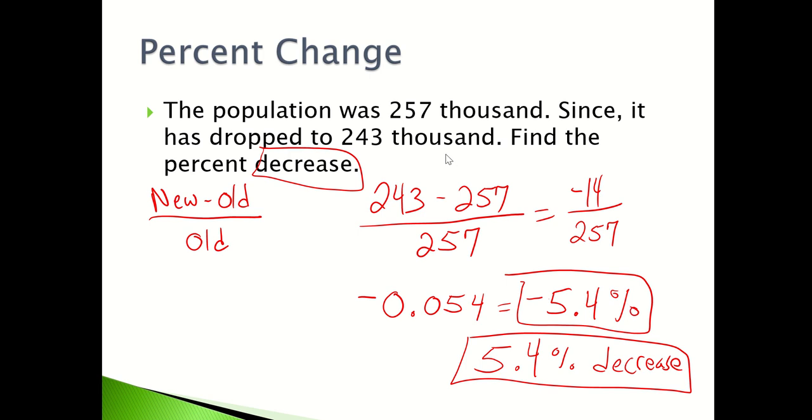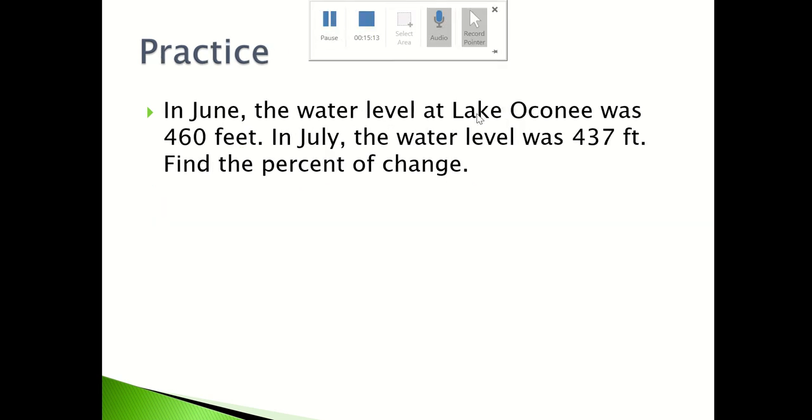All right, try this one out. In June, the water level at Lake Oconee was 460 feet. In July, the water level was 437 feet. Find the percent of change. Pause the video now, work this example.